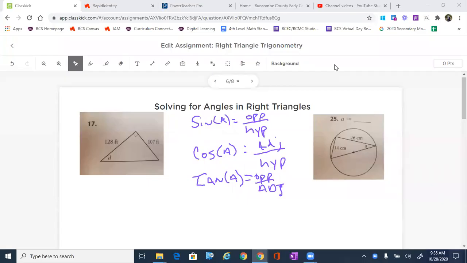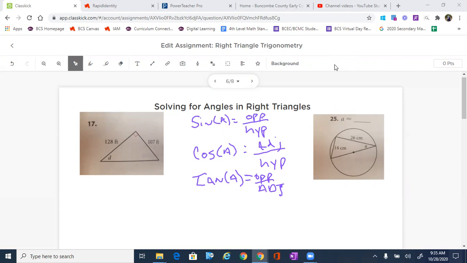We're going to solve for angles in right triangles using right triangle trigonometry. In the center there, I've got sine, cosine, and tangent all written out with their ratios according to the sides. Okay, and we're going to use those to solve 17 and 25 here at the top of the screen.